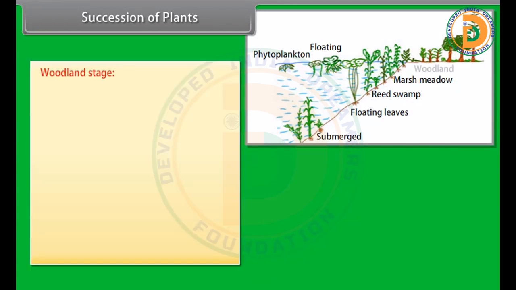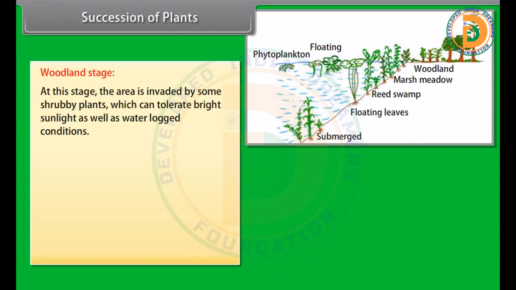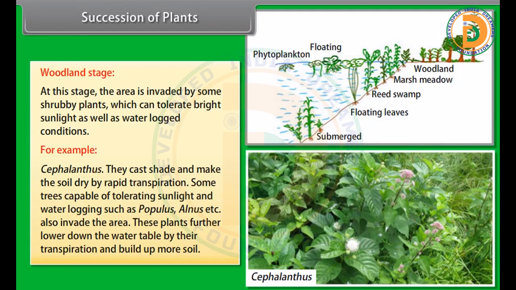Woodland stage. At this stage, the area is invaded by some shrubby plants which can tolerate bright sunlight as well as water-logged conditions, for example, Cephalanthus. They cast shade and make the soil dry by rapid transpiration. Some trees capable of tolerating sunlight and water logging such as Populus, Alnus, etc. also invade the area. These plants further lower down the water table by their transpiration and build up more soil.